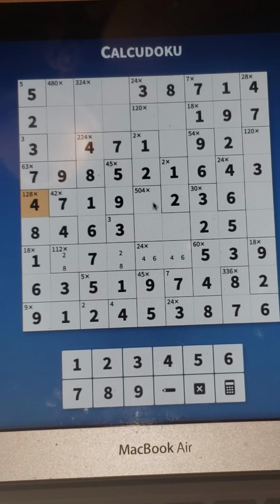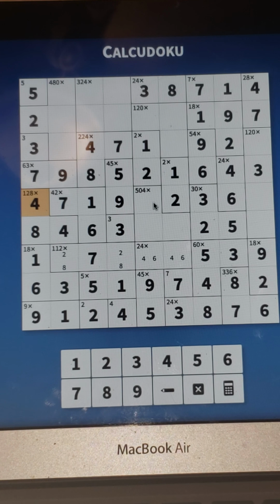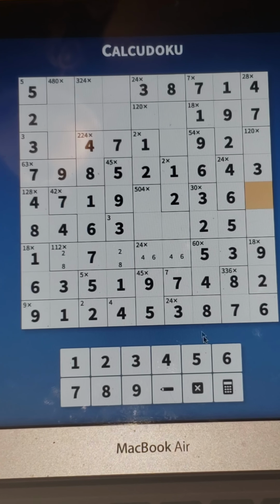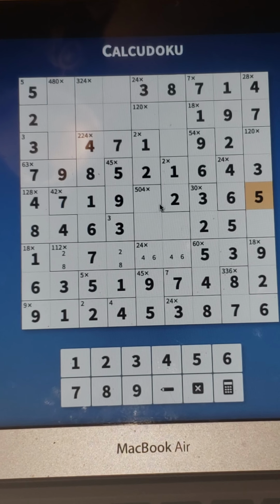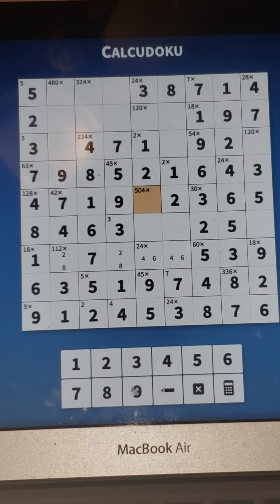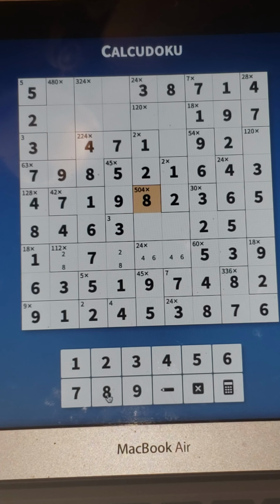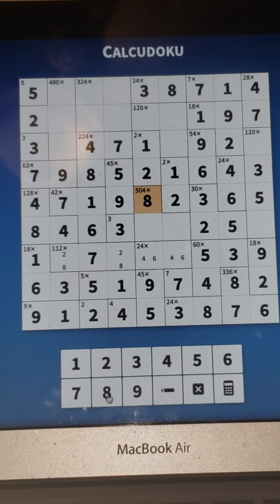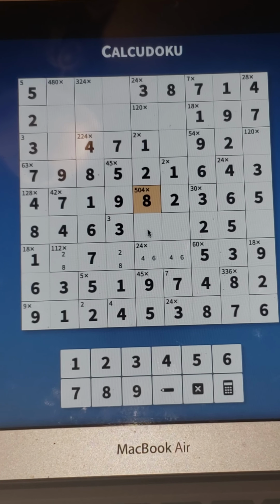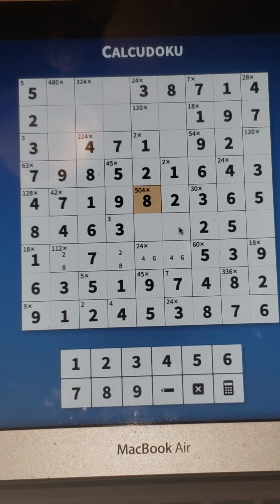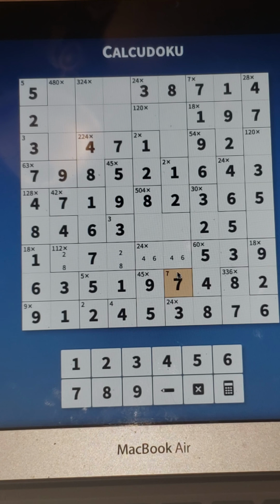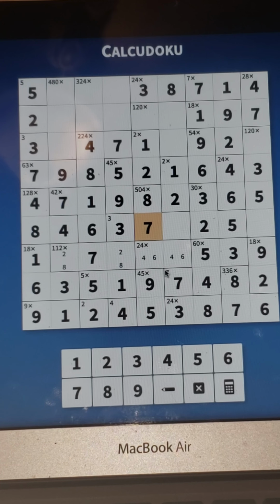Now with the 5s, let's think logically about the middle row. 504 is obviously not divisible by 5 because it ends with 4, so this must be a 5. And now using hidden singles, this has got to be an 8. Now 504 divided by 8 is 63, so this has got to be 7 and 9. And now thanks to this 7, this is a 7, and this is a 9.